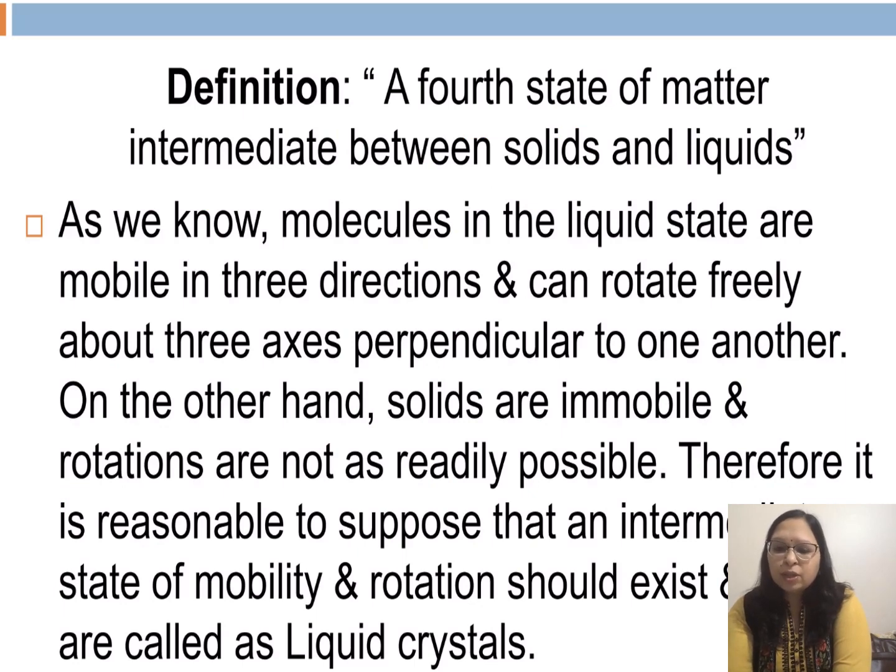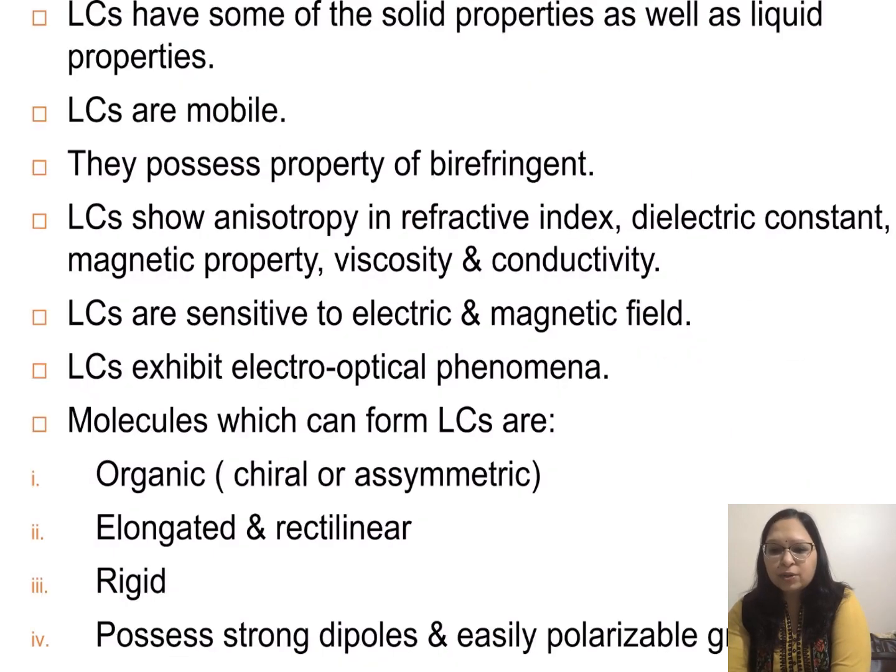Now, as we all know, molecules in the liquid state are mobile in three directions, and they can freely rotate about their axes, which are perpendicular to one another. On the other hand, in solids, the molecules are immobile and such rotations are not possible. So it is very reasonable to suppose that there must be an intermediate state in which mobility and rotation about the axis can occur. And this intermediate state is known as liquid crystal.